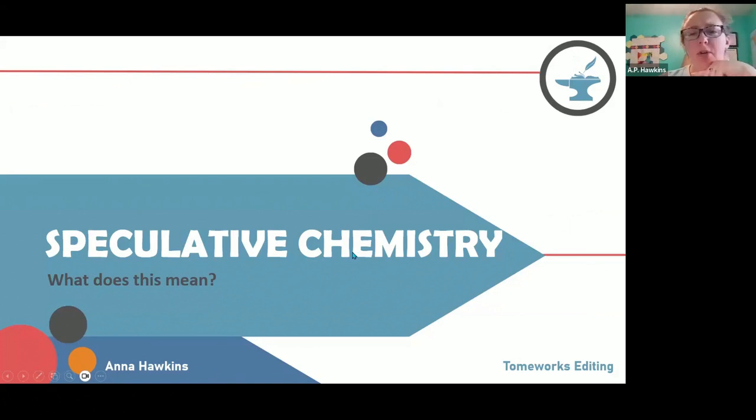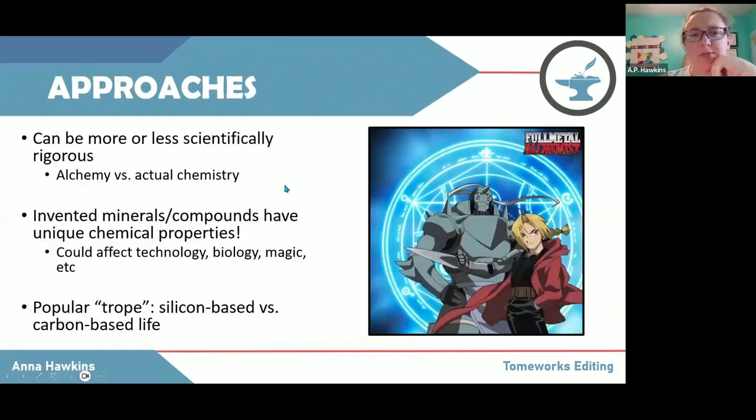Okay, I'm doing okay. So now let's talk a little bit about speculative chemistry. This might be one you don't think about quite as much. And this might be something that doesn't come so much into science fiction as maybe it comes into fantasy a little bit more, with magic systems that deal with fictional chemistry.